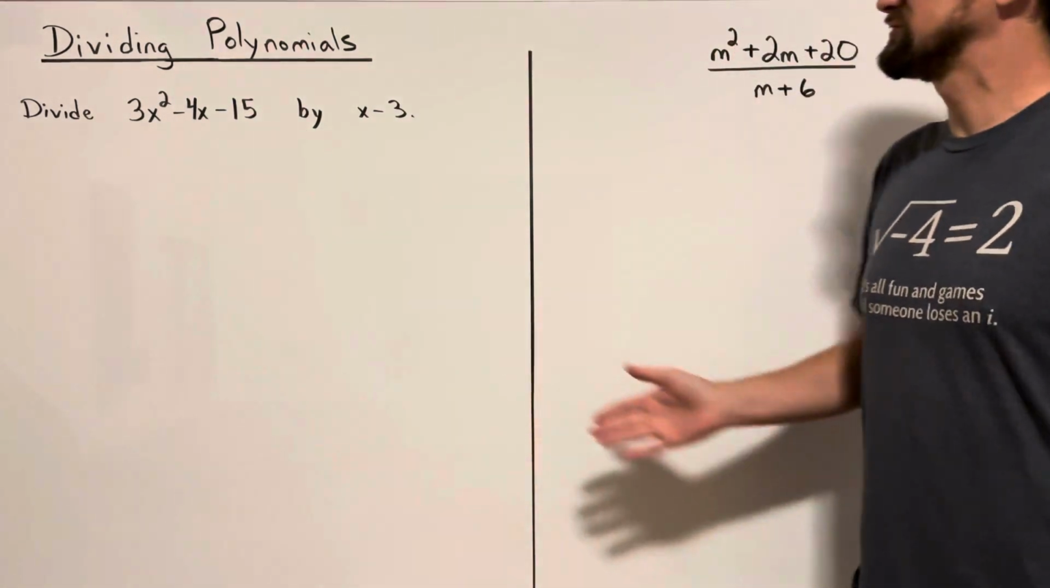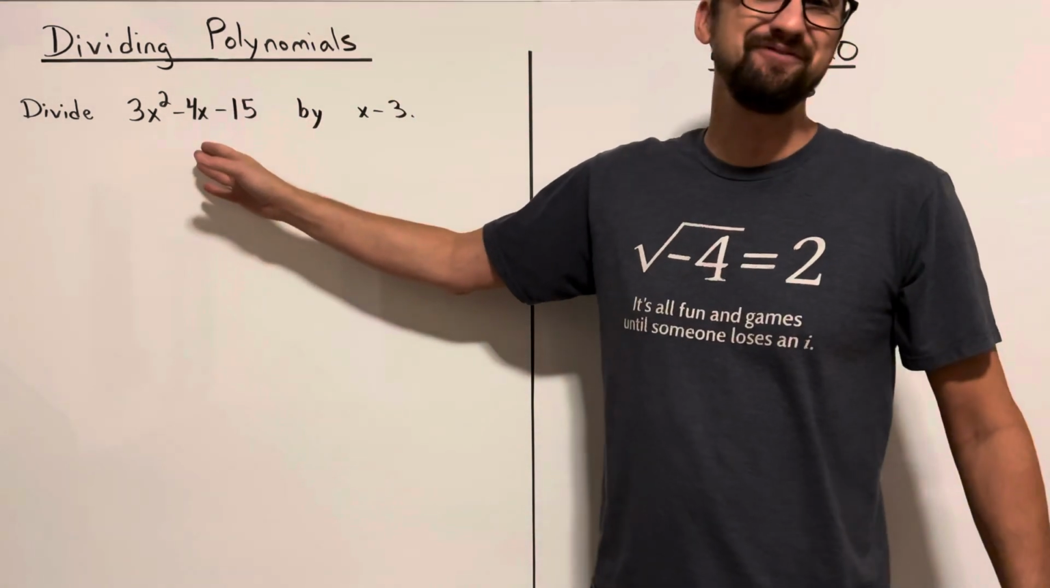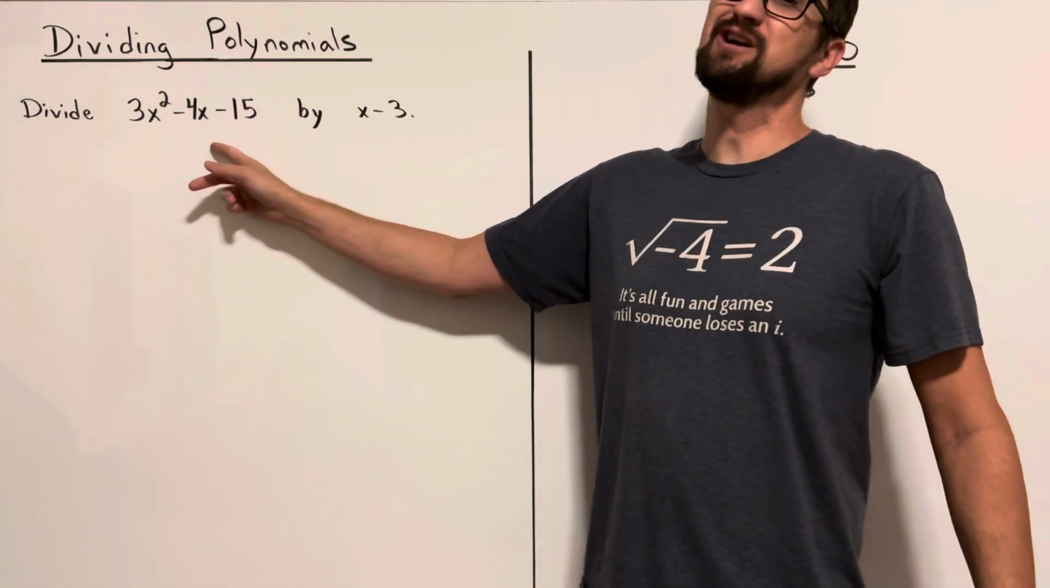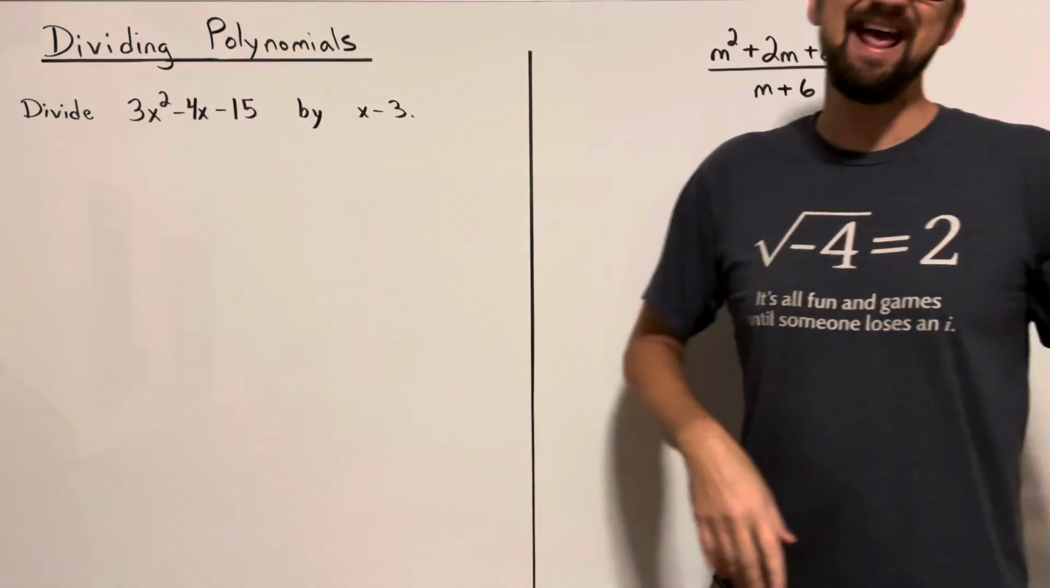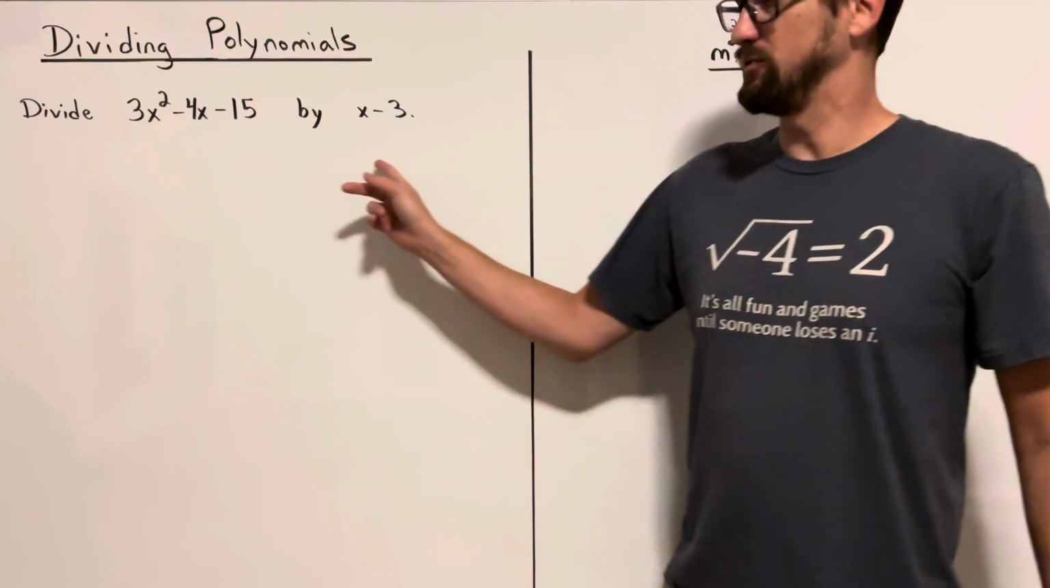Dividing polynomials. We're going to look at two problems today. The first one here, we're going to divide 3x squared minus 4x minus 15 by x minus 3. Now we're dividing by a binomial.